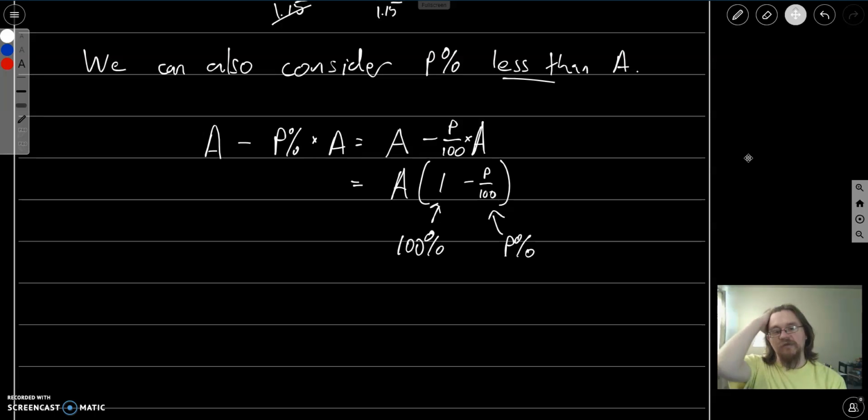Realistically, everything that we've done thus far, you can use this formula for. The only difference is that instead of a plus sign from before, we now have a minus sign. So all of these questions can be done in exactly the same way.